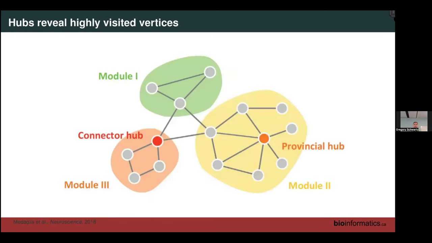You can also look at hubs. These are kind of highly visited vertices within the network. So here's an example from neuroscience. They term these provincial hubs and connector hubs. So the provincial hub is within a cluster, you have a very highly connected node, and the connector hub is a highly connected node between different clusters. Here they call them modules, but yeah. So you can have different definitions of these hubs as well.